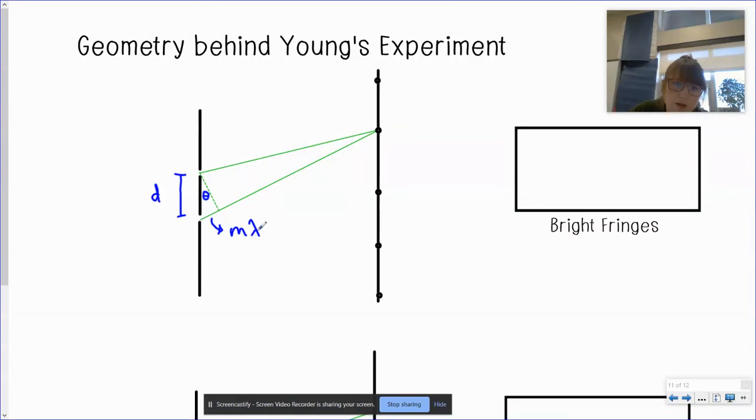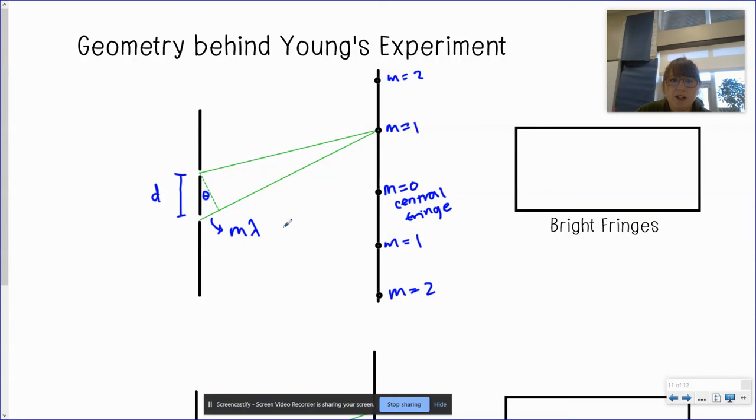approximated with m lambda. m is going to be the number of bright spots away from the central bright spot that you are. So this would be m equals 0. That's our central. They're called fringes. This would be m equals 1, and then m equals 2, and then it's mirrored on the other side. So it's just looking from the center, how many bright spots away are you?